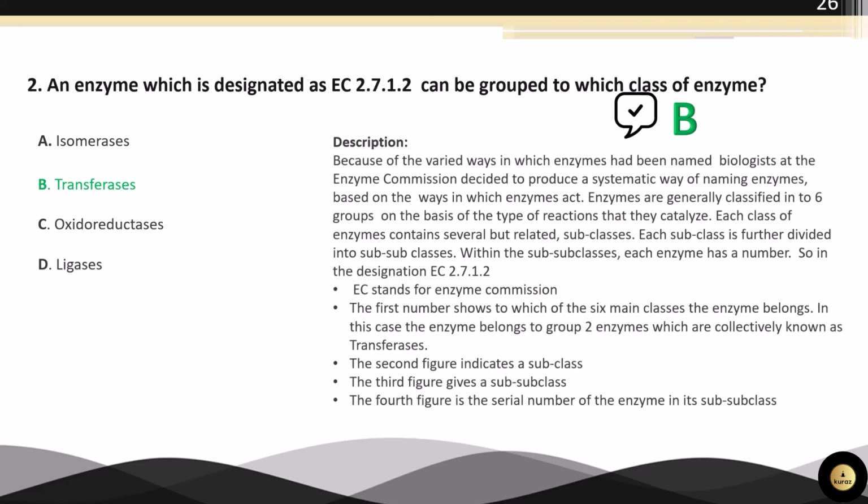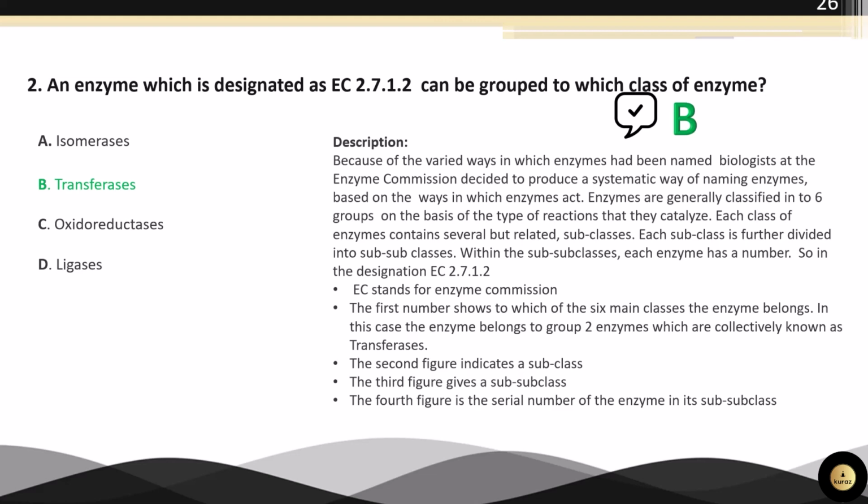Because of the varied ways in which enzymes had been named, biologists at the Enzyme Commission decided to produce a systematic way of naming enzymes based on the ways in which enzymes act. Enzymes are generally classified into 6 groups on the basis of the type of reactions they catalyze. Each class of enzymes contains several but related subclasses. Each subclass is further divided into subclasses. Within the subclasses, each enzyme has a number.